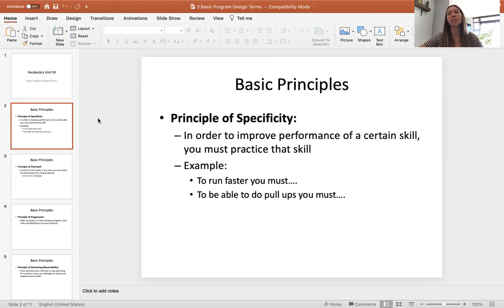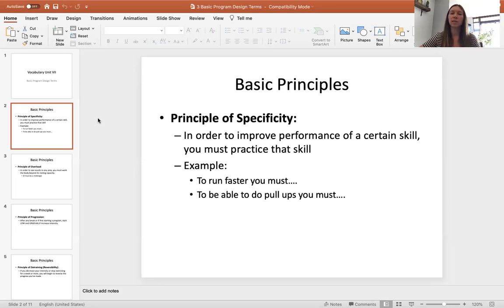So principle of specificity, okay? In order to improve performance of a certain skill, you must practice that skill. Seems like a pretty easy concept. If I am trying to work on my squat and get the weight higher, I'm going to need to work on my actual squat. I wouldn't just decide, hey, I'm gonna go run for 10 miles and think that that's going to make my performance in my squat better. You actually have to train that skill in order to improve that skill.